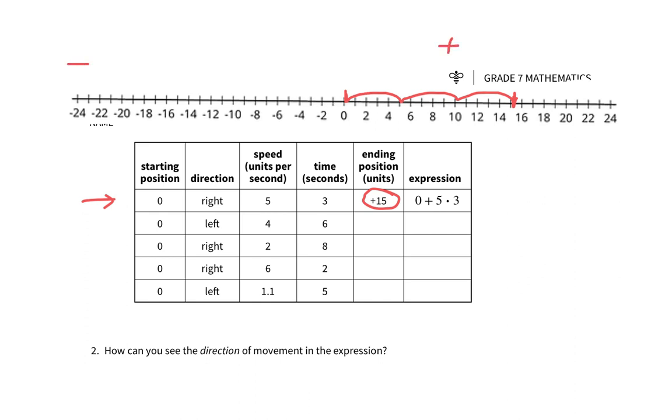They're looking for an expression. They're saying 0, that's our starting position, plus 5 groups of 3. So 5, whatever that unit rate is, for 3 seconds.